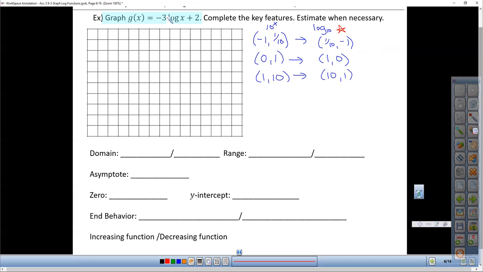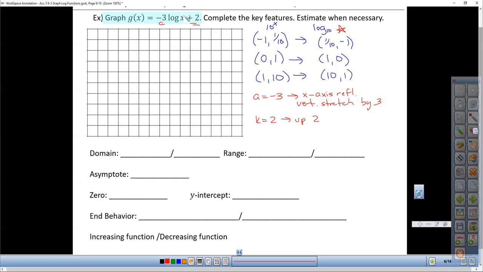So I have a -3 as my a value, which means that we have an x-axis reflection and a vertical stretch by a factor of 3. And then our +2, which is not inside parentheses, would be identified as the k value. So there is a translation up 2 units.